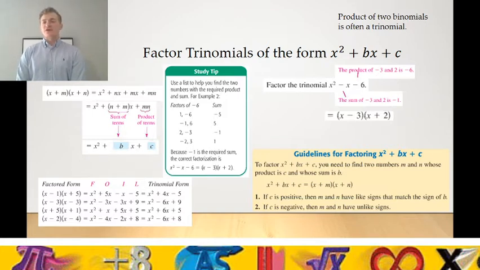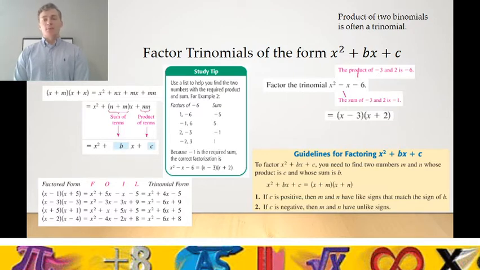If c is positive, if our constant is a positive number, that means we had to either multiply together two positive numbers or two negative numbers. However, if c is negative, then m and n have unlike signs. In other words, one of the numbers will be positive, one of the numbers will be negative. In our previous example, our c value was negative. c equaled negative 6. And we saw that our m and n values were negative 3 and positive 2.